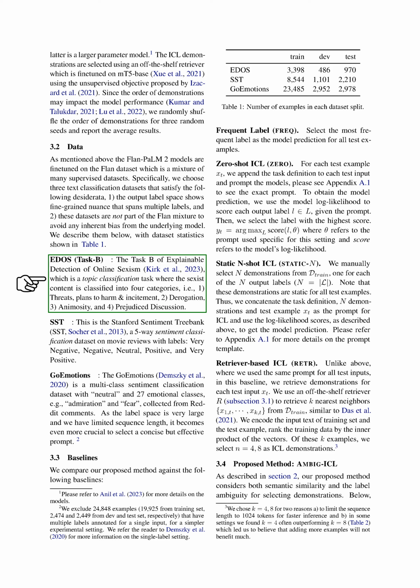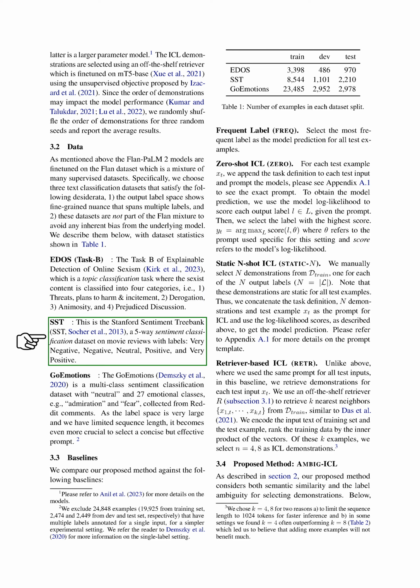Section EDOS, Task B. We're going to delve into the specifics of several tasks and methods used in our research. Firstly, we have Task B of the Explainable Detection of Online Sexism, EDOS. This task involves classifying sexist content into 4 categories. 1. Threats, plans to harm and incitement. 2. Derogation. 3. Animosity. And 4. Prejudice discussion.